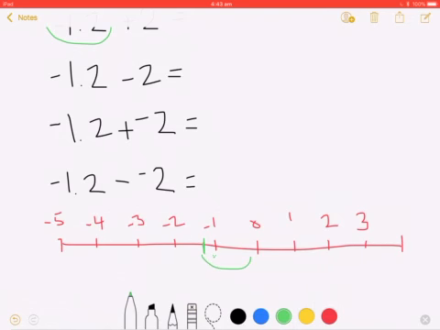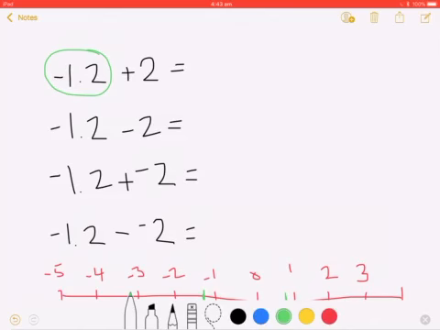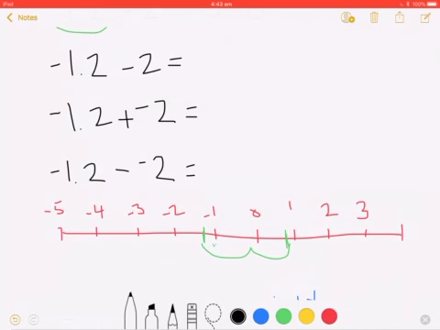So that's 1, 2. So where would that be? It's 2/10 before the number 1. So it's 0 decimal 8. And it's in the positive. Can you see why it's in the positive? We jumped over the 0. We went over to the right.